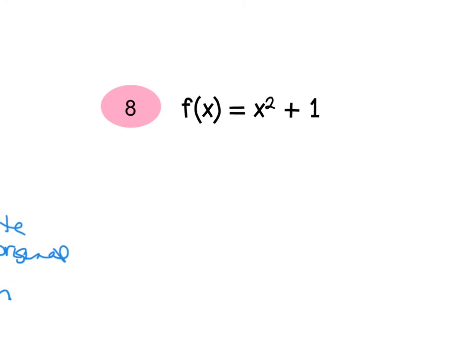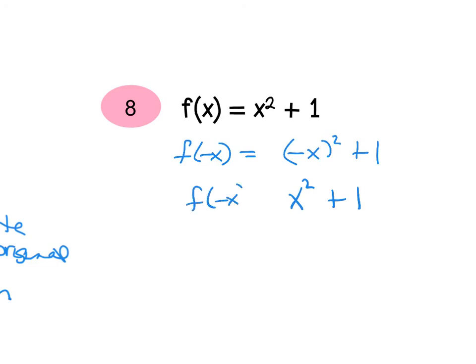I'm going to take out x and put in a negative x. So f of negative x equals negative x squared. Whenever a negative number is raised to an even exponent, it becomes positive. And notice when I plugged in negative x, it turned back into the original when I simplified. So this one is an even function.